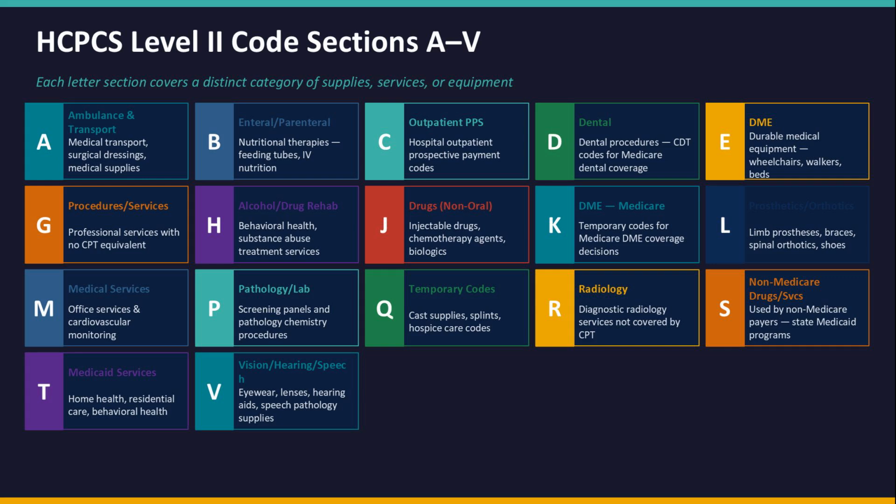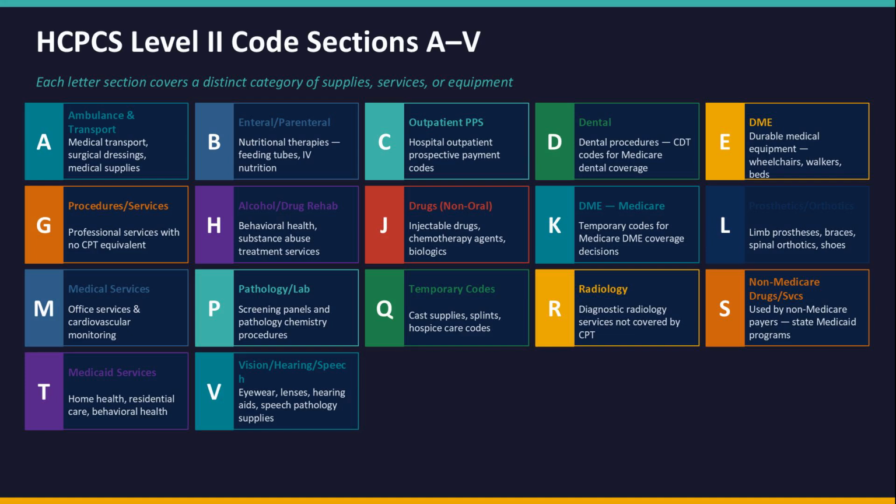A codes: ambulance and transport services, plus medical supplies like surgical dressings and sterile supplies. When you need to bill for an ambulance trip, you're in the A codes. E codes: durable medical equipment. This is a heavy section. Wheelchairs, walkers, hospital beds, CPAP and BiPAP equipment, nebulizers, suction equipment. If it's equipment the patient uses at home for a medical purpose, it's probably an E code.